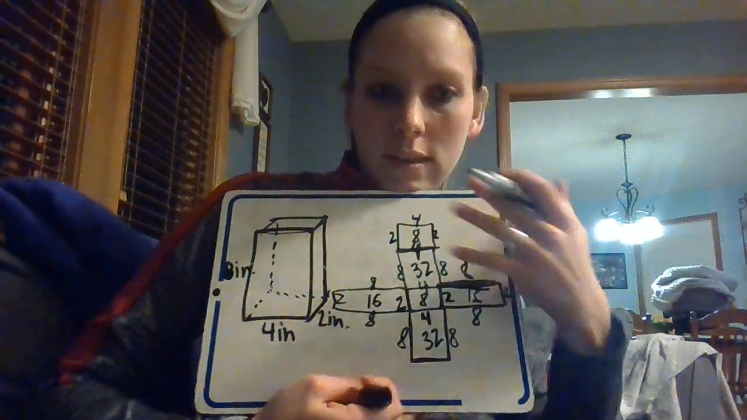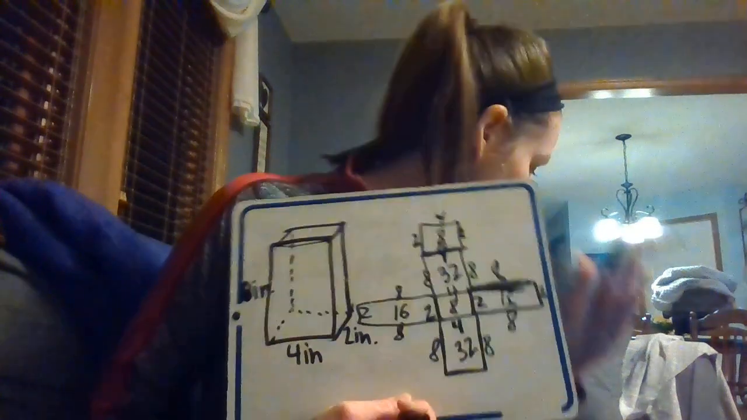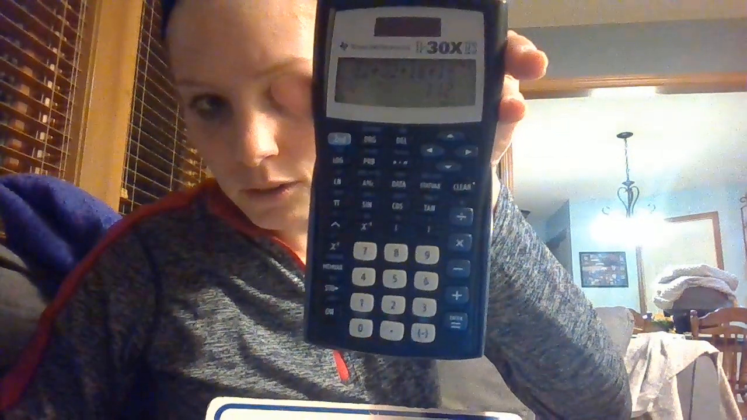And then how do we find the area of all of them together? Well, we add them up. You can use your calculator to do that. You can add up with me. You can do 32 plus 32 plus 16 plus 16 plus 8 plus 8. And when you do, you should get 112. 112 inches squared would be my label on there.